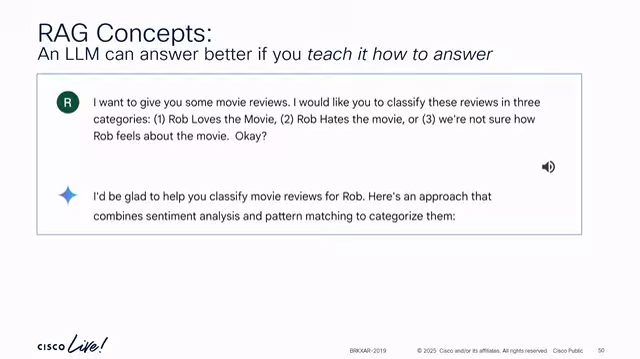I'm not changing the model. I'm just teaching it through my prompt. This is using Gemini. I want to give you some movie reviews. I'd like you to classify these reviews in 3 categories: Rob loves the movie, Rob hates the movie, we're not sure how Rob feels about the movie. And then Gemini says, OK, sounds good, I'd be glad to help you, and I'm going to answer in that format.